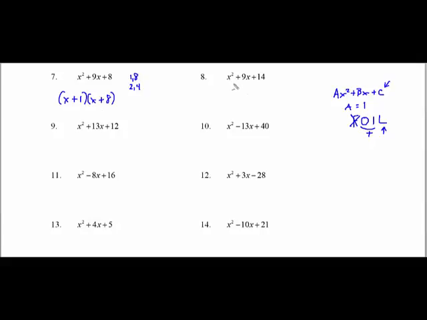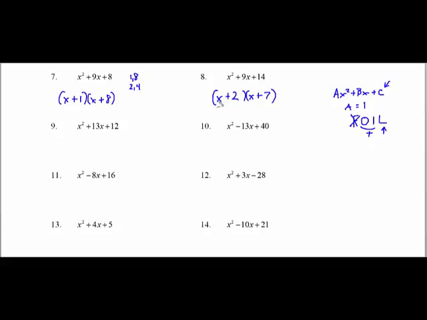Okay, so problem number 8. What two numbers multiply to make 14 and add to make 9? There's really only one combination that works because to make 14, it could be 1 times 14 or 2 times 7, and the 2 and the 7 add to make the 9. So you can see now that the 2 and the 7 make the C term, and then adding them together, the 2 plus the 7 make the 9 in the middle.